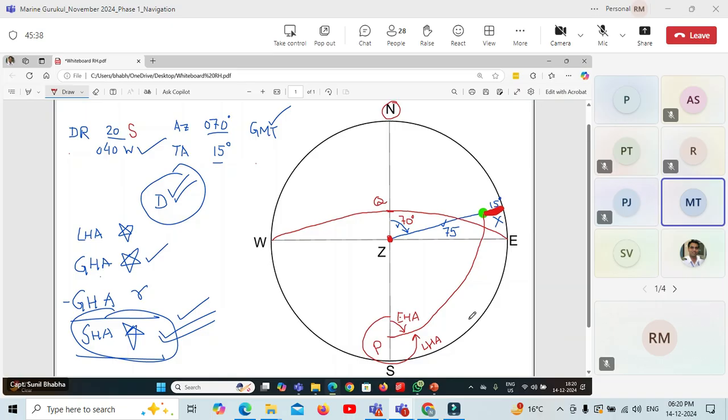This is how it will be now. LHA, sir, this arrow I think will be on the other side, right, sir? But the angle will be this one. No, beta, the arrow is also correct. From the observer meridian in the westerly direction. This is how LHA is measured. Southern hemisphere, always anti-clockwise.